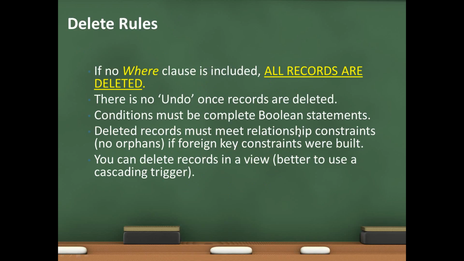So if no where clause is included, again, all records are going to be deleted. There's no undo once you delete those records. The conditions must be a complete Boolean statement. Just as always, it's like any standard where clause. It has to be complete. Deleted records must meet relationship constraints. So this is where I talked about before.